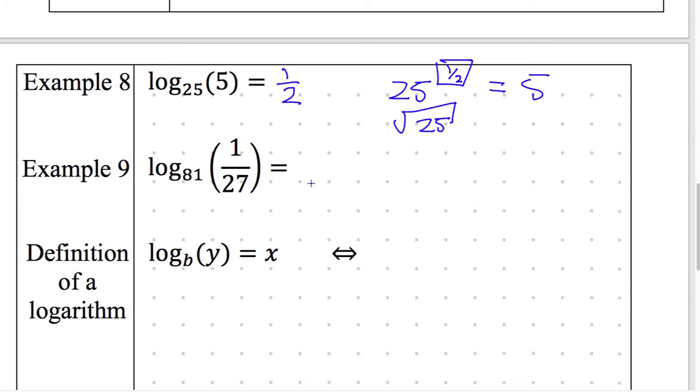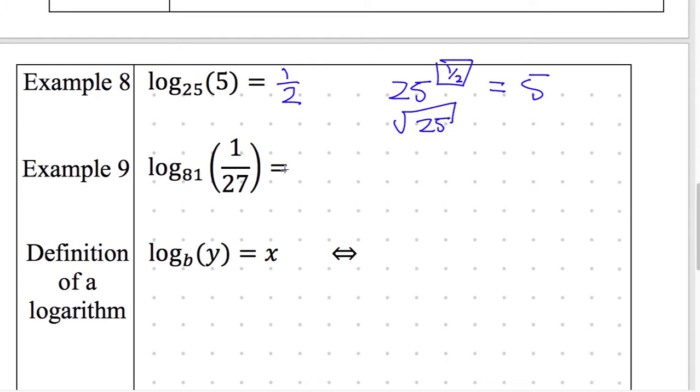All right, so this is by far the hardest example, number 9, level 5 out of 5. How am I going to do it? I can read it for us. Log base 81 of 1/27 is, and I'm thinking in the back of my mind, what power does 81 need to be raised to in order to get to 1/27?